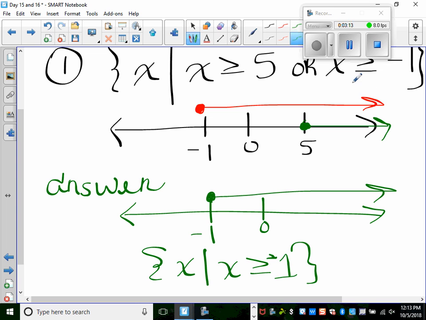So you don't put both answers. If you try to put both answers into MathSpace, it's going to tell you that you're not right, and then you're going to wonder why. It's because only one of these answers will satisfy both graphs. So let's do another one.